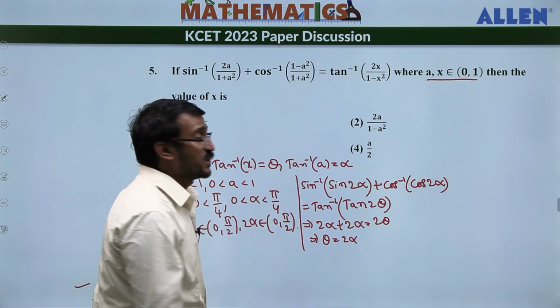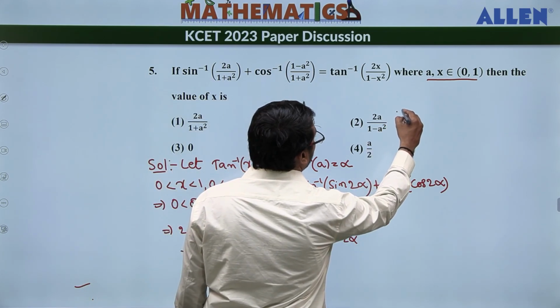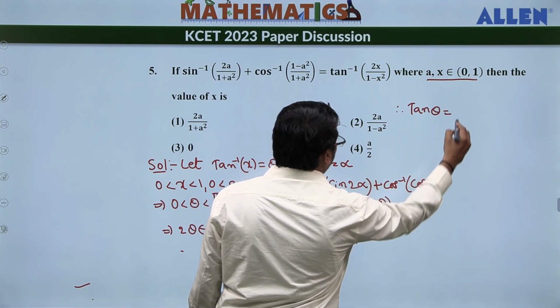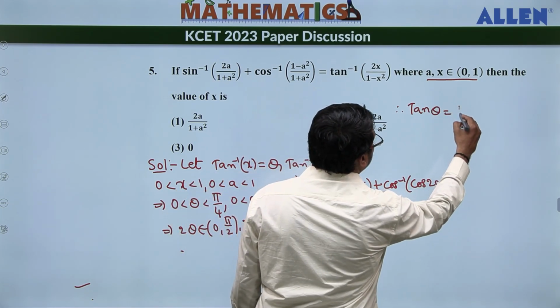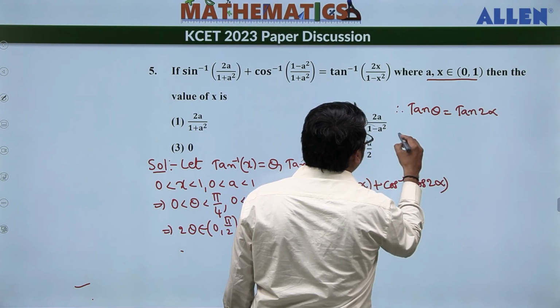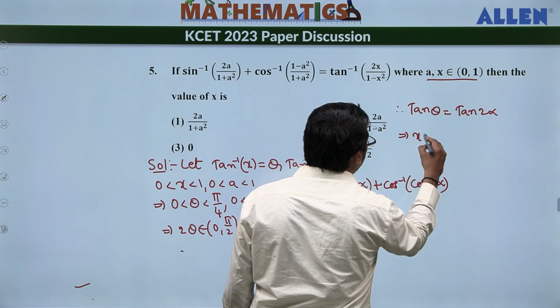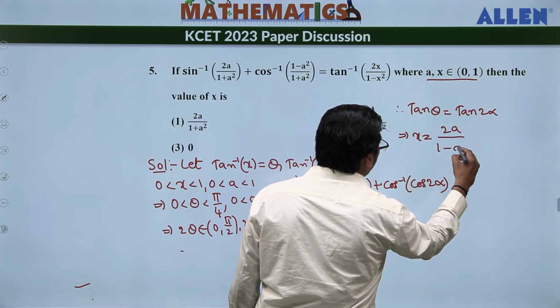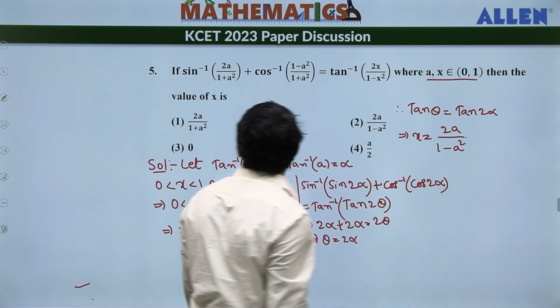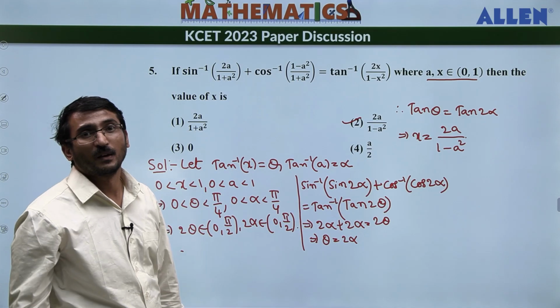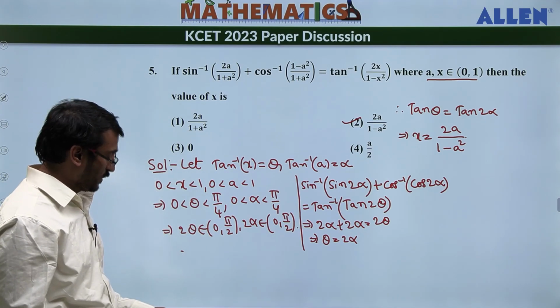So what is tan theta? Tan 2 alpha. So x is equal to 2 tan alpha, 2a by 1 minus a square. Now we will move on to question number 6.